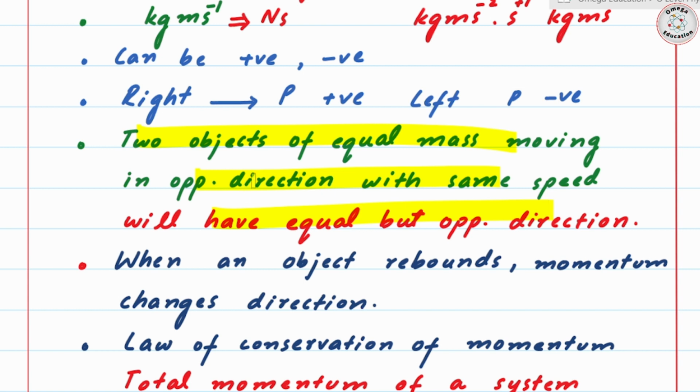If two objects have equal mass and they're moving with equal speed but in opposite direction, the magnitude of momentum would be the same, but the direction of momentum would be opposite. In that way, like I said, momentum is a vector quantity, and if some object is moving towards the right side, we'll say momentum is positive. If it's moving on the left side, we'll say momentum is negative.